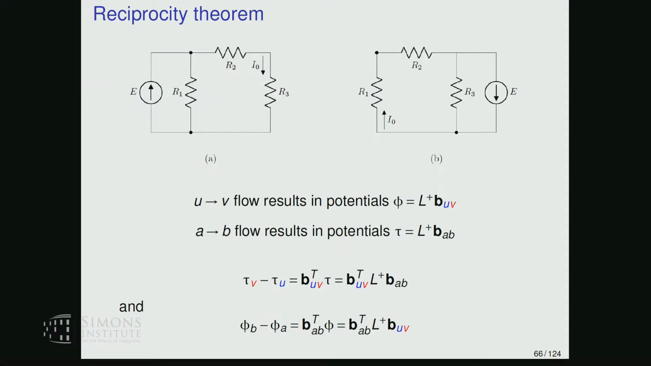Mathematically, this is just the symmetry of a certain expression that we'll see. Okay, so suppose we send the UV flow. UV flow results in potentials phi. That's L pseudo inverse times BUV. AB flow results in potentials tau. That's L pseudo inverse times BAB. Then the potential difference across UV in the AB experiment is BUV transpose tau. So that's BUV transpose L inverse BAB. The potential difference across AB induced by the UV flow is just the transpose of that. It's BAB times phi. You just transpose this expression; to transpose a number, it's the same thing. So that's the proof of the reciprocity theorem.